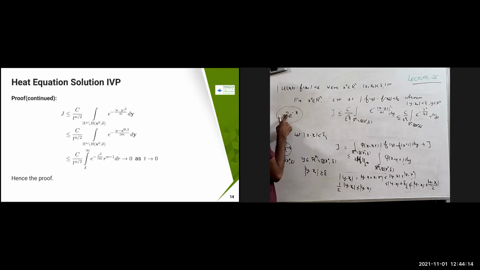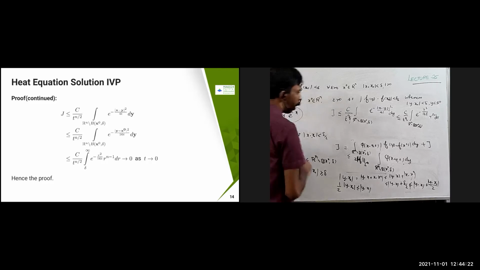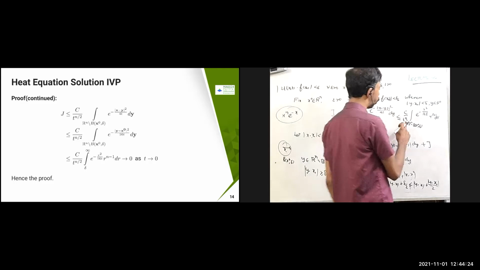Although you have x power n here, whatever be the n, after a certain stage it is going to be small. So what you are going to get is that this is going to be 0. Same logic here. So that logic you are going to use here.